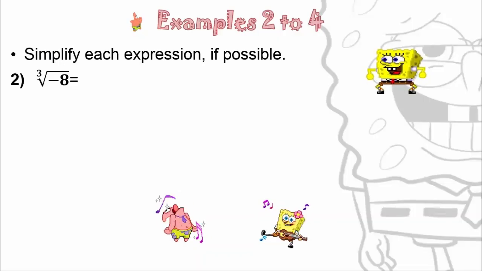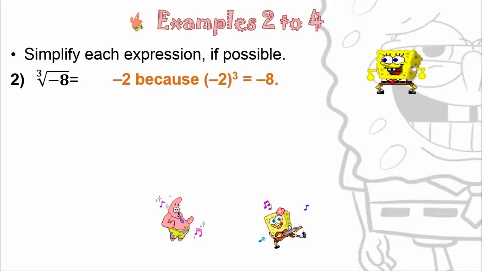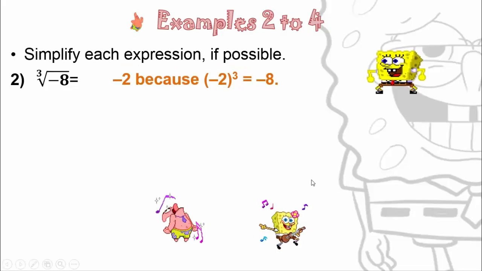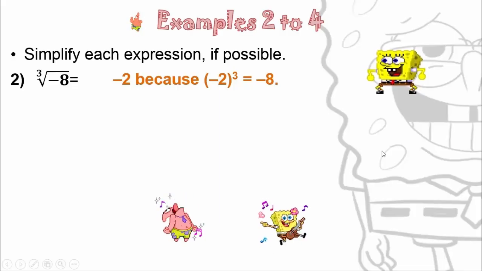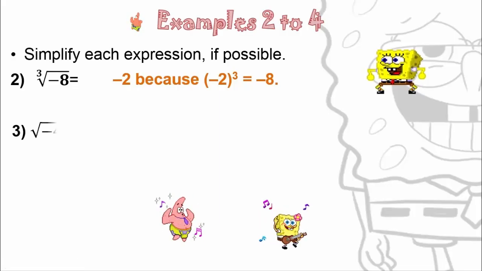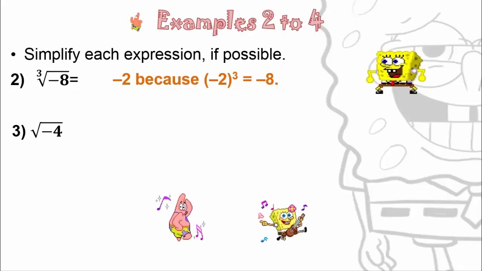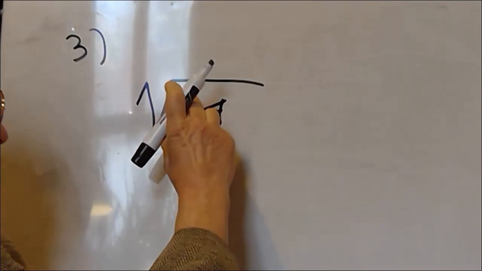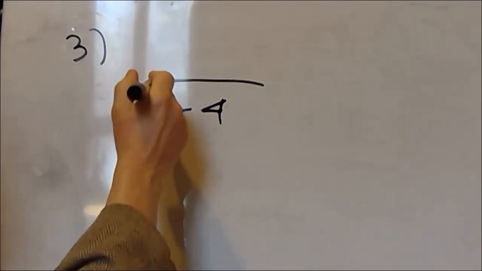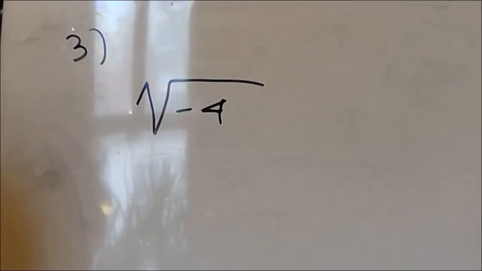Reviewing what we just did on the whiteboard, we found that negative 2 is the answer because negative 2 cubed is equal to negative 8. In example number 3, we're asked to find the square root of negative 4. So let us go over to the whiteboard and see what this one is. That's the square root of negative 4. And if we don't see a number there, we just assume it's the square root.